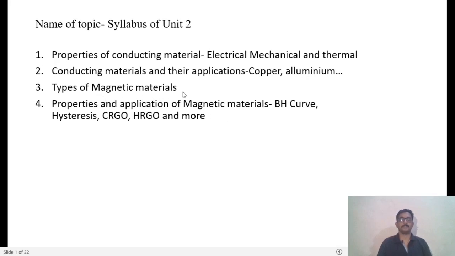And the types of the magnetic materials. Mainly there are three types of magnetic material: ferro, para and diamagnetic material. And some properties and applications of the magnetic materials. Properties are such as BH curve and hysteresis. What the BH curve indicates and what the hysteresis loop indicates, that we will discuss in this unit number 2.